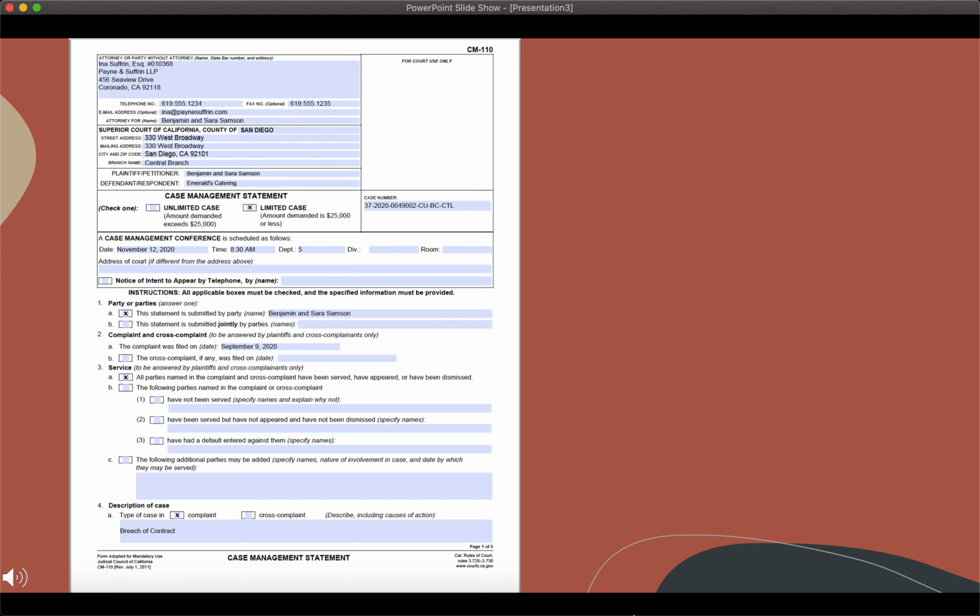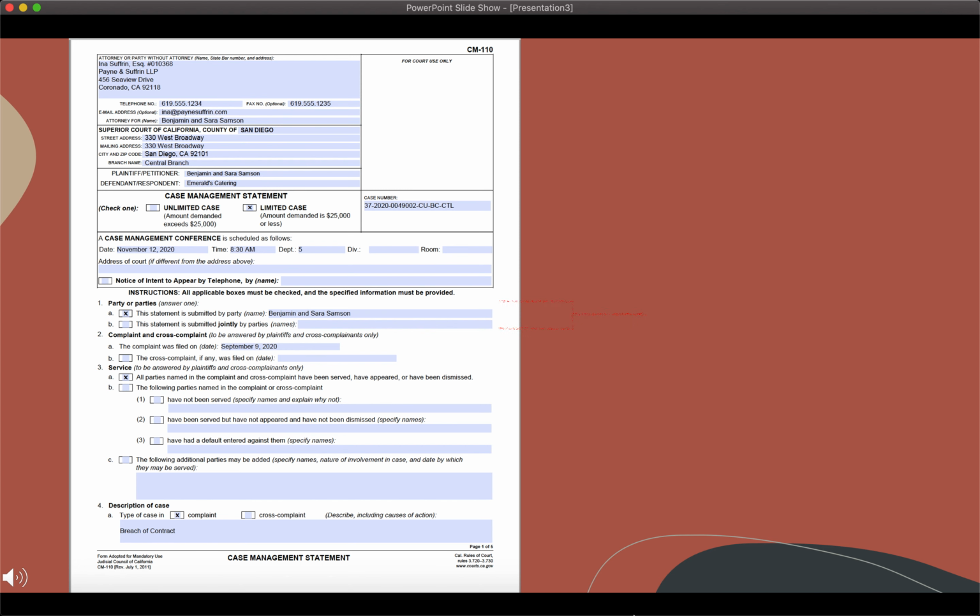Once that information is filled in, you will then notice that there are numbers 1, 2, 3, and 4 on the first page of the statement. Number 1 is the party or parties. You will only select A or B. In our case, we will check box A, which means that we are submitting the statement for Benjamin and Sarah Sampson. If we are submitting a joint statement, we would check box B and state the names of the parties.